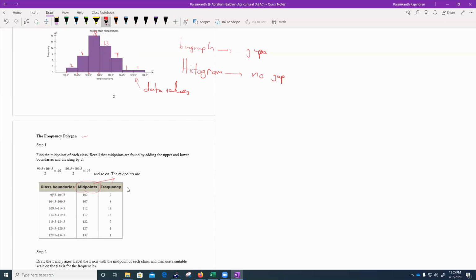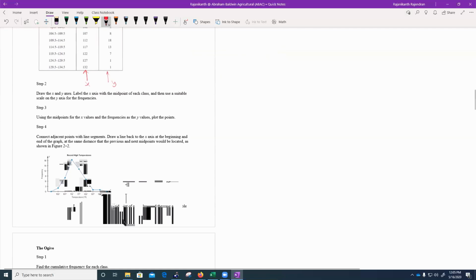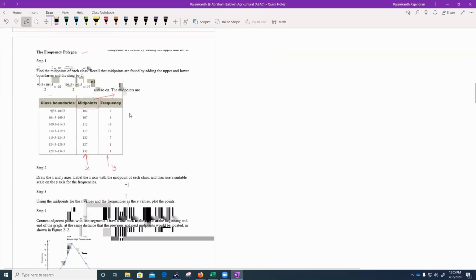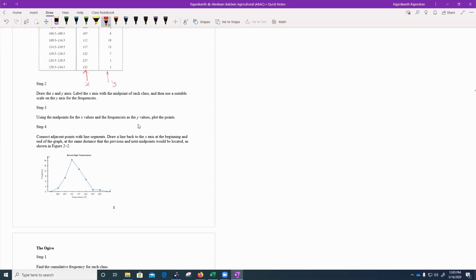Once you know the midpoints, take these values as your x values and the frequency will be your y value. Then you have to plot the graph against these two values. Then you will get a frequency polygon. If you look at that, my x values are now starting from 102 to 132. But the only thing is, you plot those seven points.